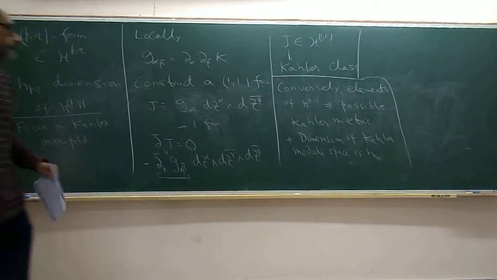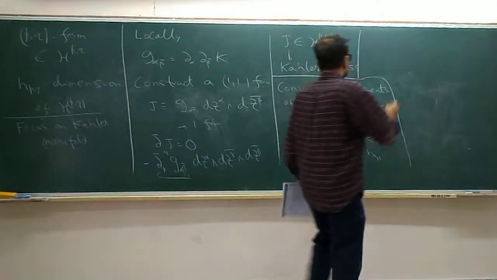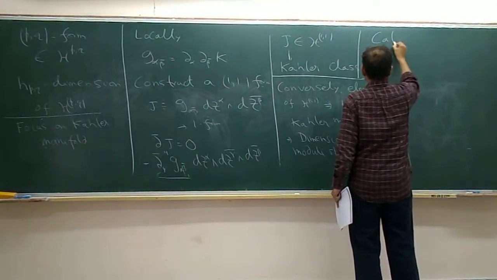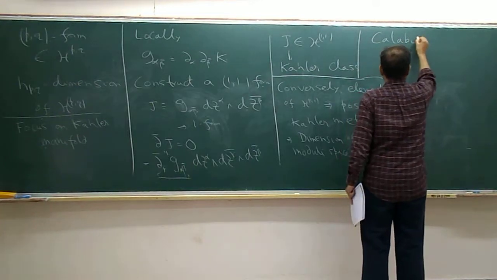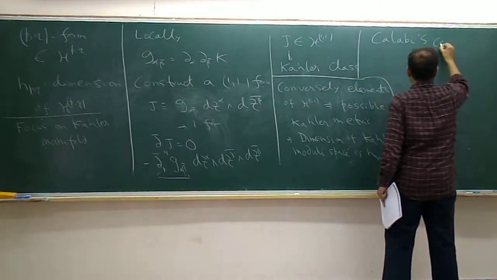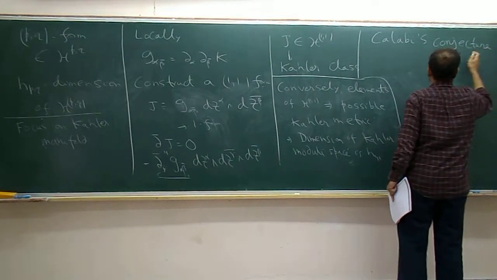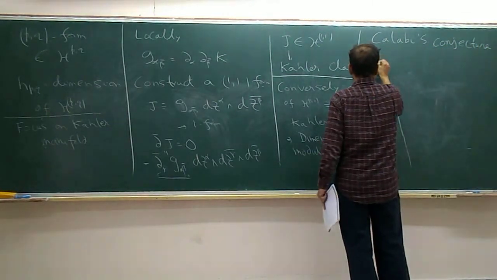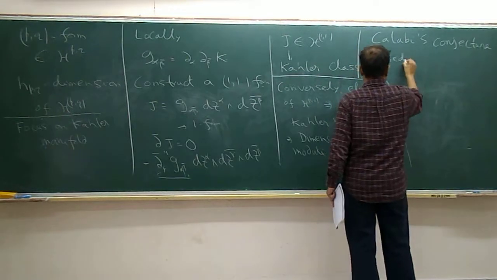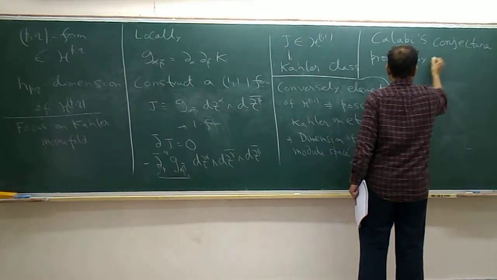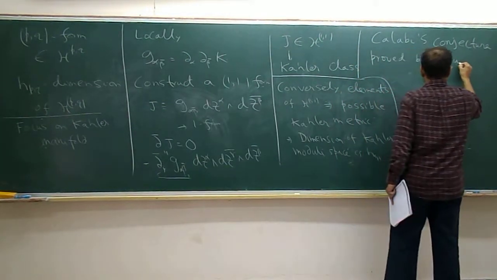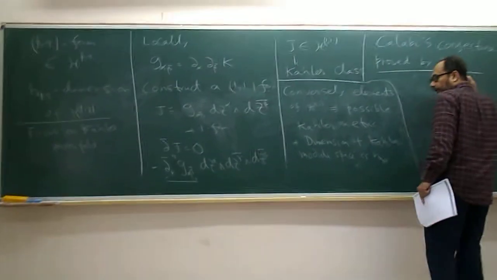Okay. Now there is an important result which is conjectured by Calabi and proved by Yau. That's what gives the name to Calabi-Yau manifold, which says the following.